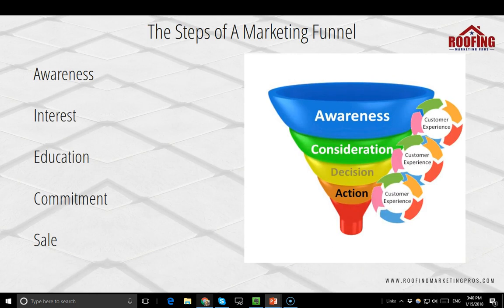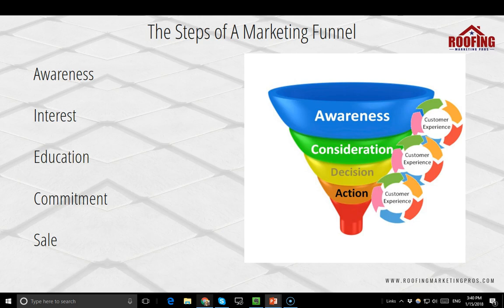The steps of a marketing funnel. So basically, these are the steps that everybody takes before they actually become a client. It's very similar to the steps of a buyer's journey or customer journey. In this case, you do it in a way that's controlled and you can actually see the people go through this whole process. The first thing you have to do is make them aware of who you are.